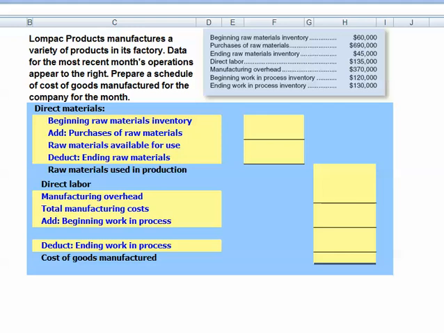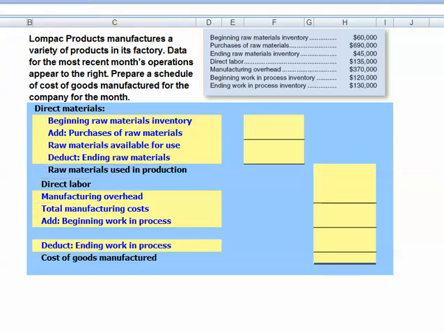Lone Pack Products manufactures a variety of products in its factory. Data for the most recent month's operations appear to the right. Let's prepare a schedule of cost of goods manufactured for the company. Again, notice we have direct materials cost, direct labor, and manufacturing overhead. First, we need to consider the amount of raw materials or direct materials used in production.